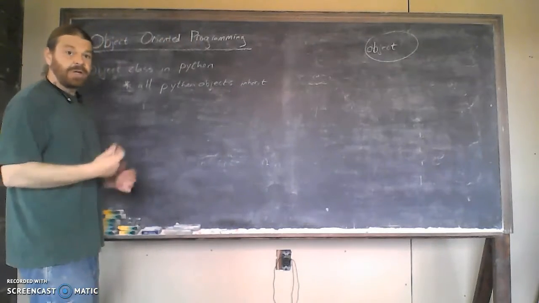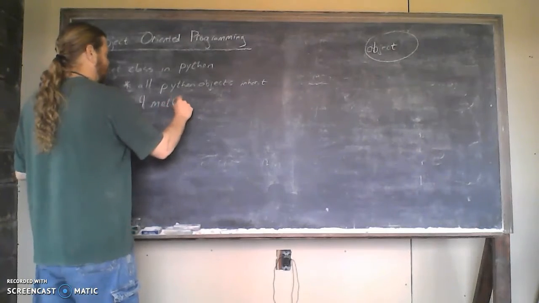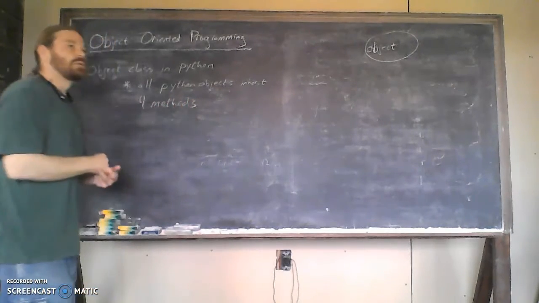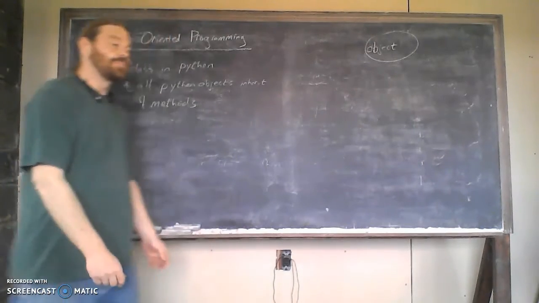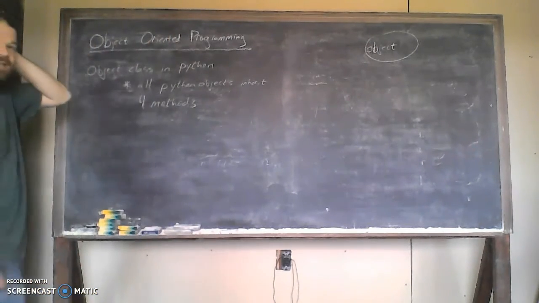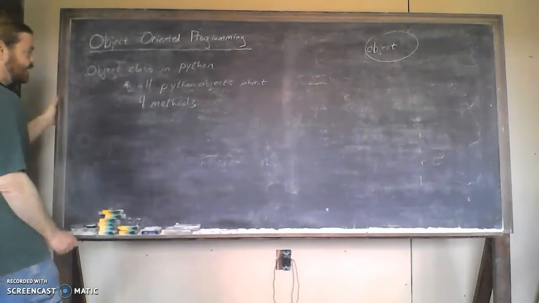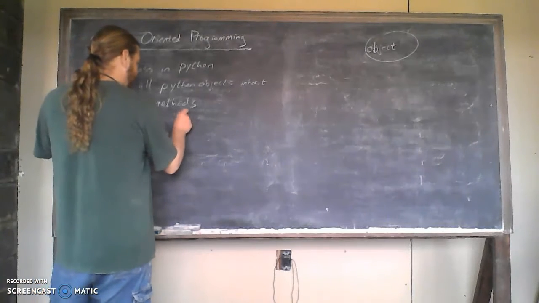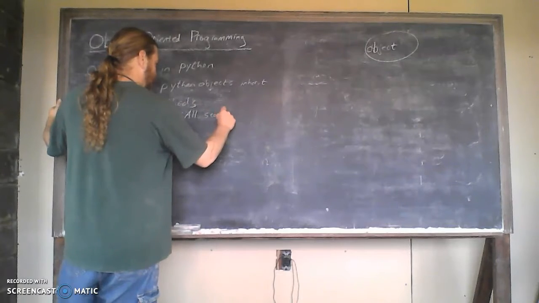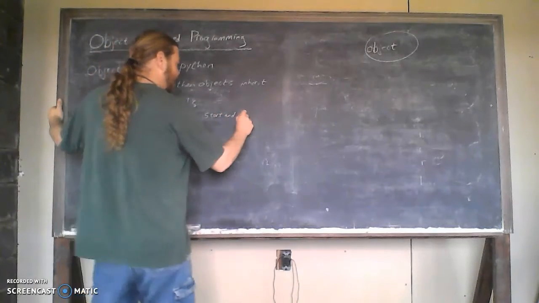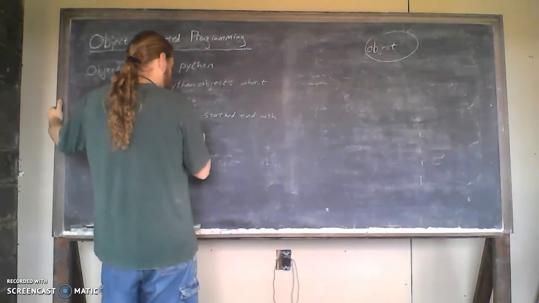And in particular, the part that concerns us is they inherit 4 methods from this one. Really only 2 that concern us, but I didn't want to cut the list short. So 2 for this class, but I wanted to go ahead and mention the full list. Put a note here. All start and end with double underscores.